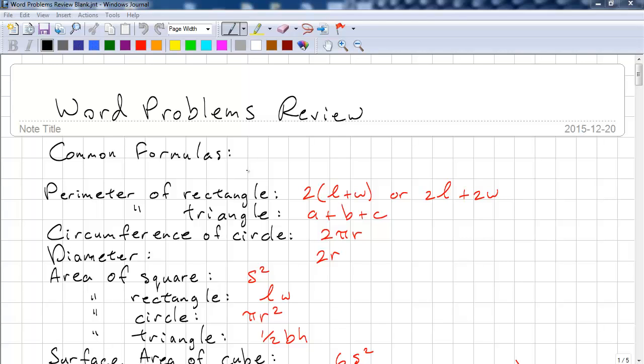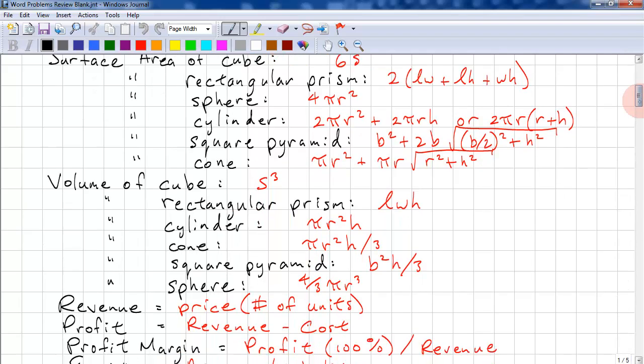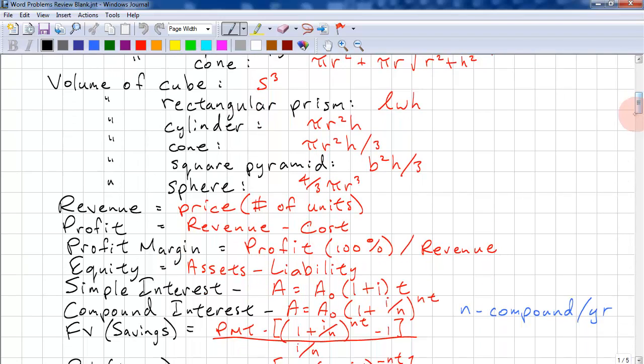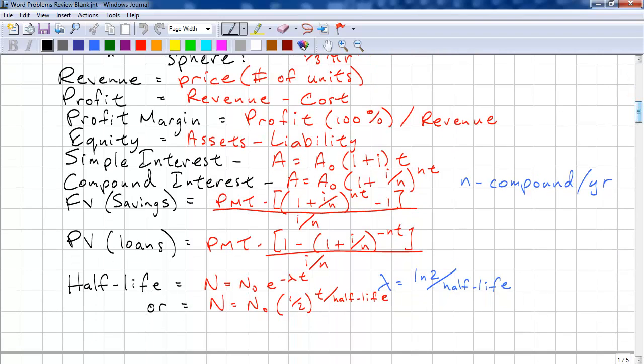Hi, this is the review for word problems. And here's a list of common formulas that you'll need to know. Some of these are for Pre-Calc 11 and some of them are for Pre-Calc 12. You should go over these formulas with your teacher if you're unsure about any of them.